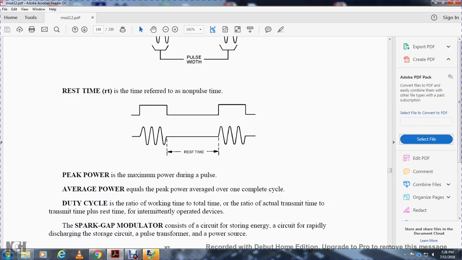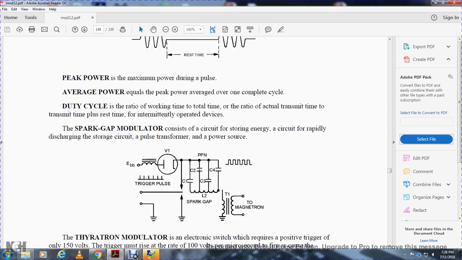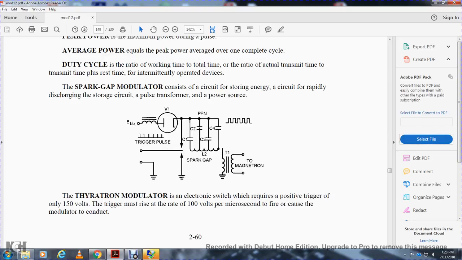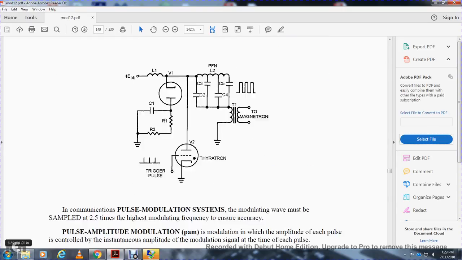Duty cycle is the ratio of the actual transmit time to the total time, the transmit time plus the rest time, for intermittently operated devices. Spark gap modulator: consider the circuit of the destroying energy. The circuit is rapidly discharged with the stored energy. Pulse transformer, power source. The thyratron modulator is an electronic switch that requires a positive trigger of only 150 volts. The trigger must provide a rate of 100 volts per microsecond to fire the thyratron and cause the modulator to conduct.